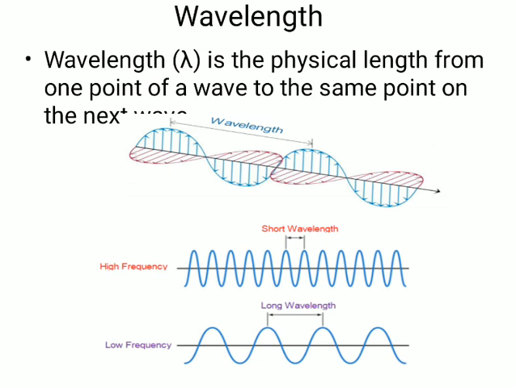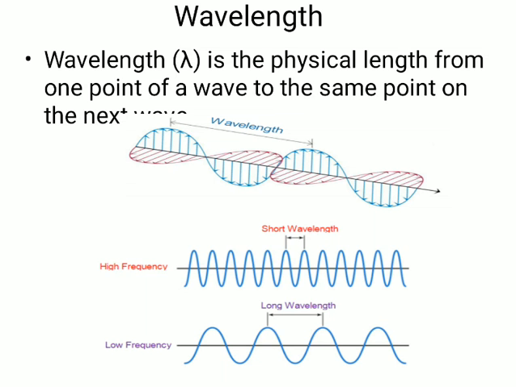Next one is wavelength. It means the length of the wave, as simple as that, how long the wave is. Wavelength is the physical length from one point of the wave to the same point on the next wave. Here you can see the diagram. The blue line completes one cycle. The top is the peak value of the first wave, and the same point on the next wave, and the length between them is the wavelength. It is drawn very simply.